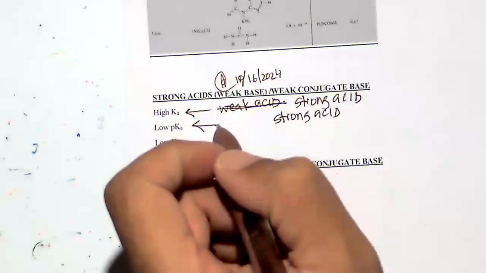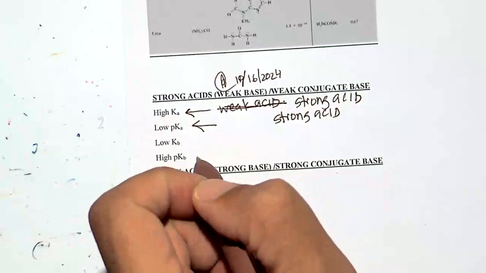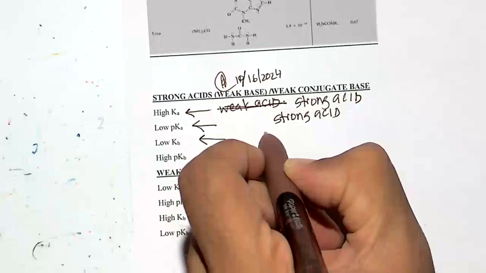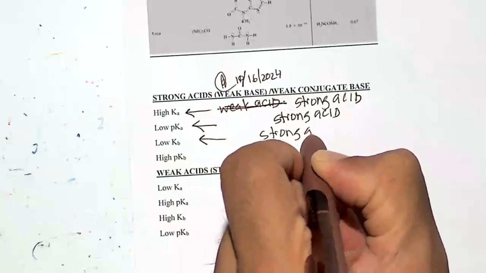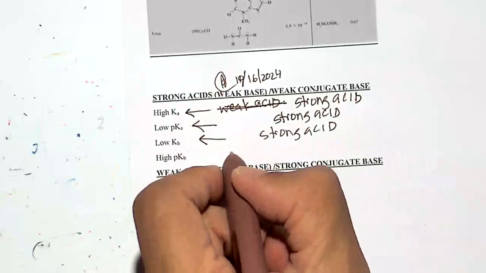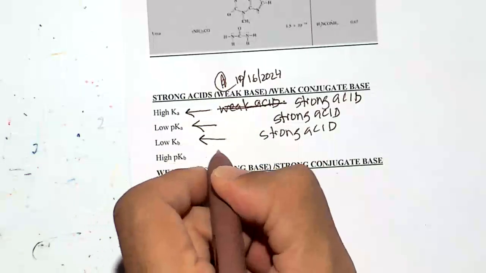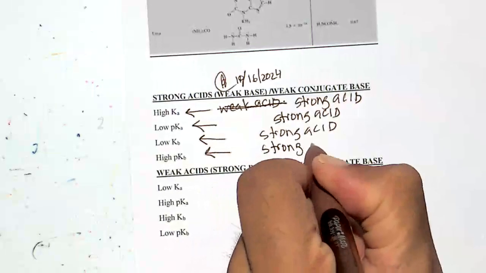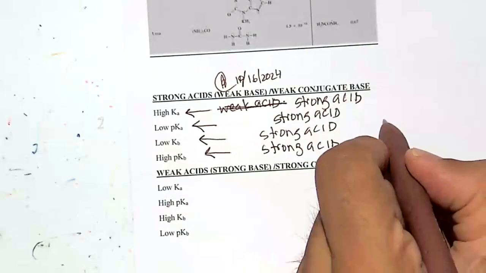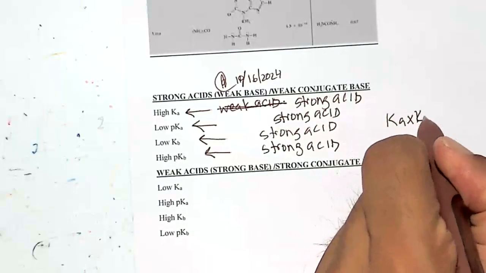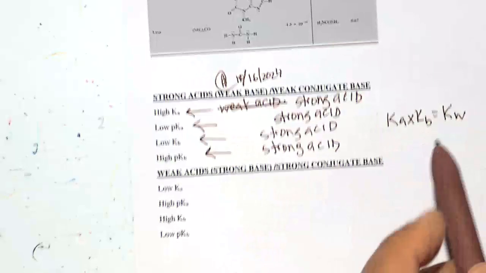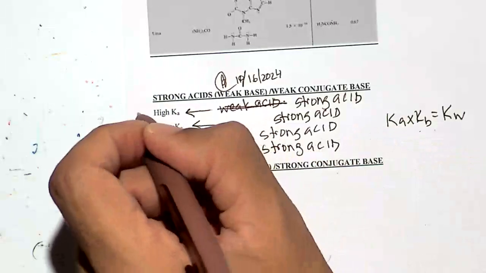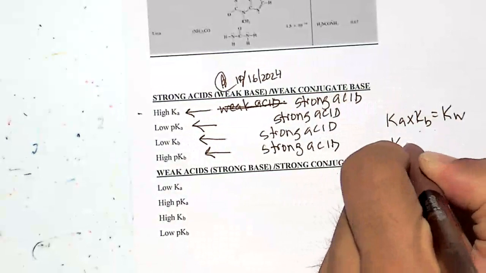So high Ka means low pKa. This both means strong acid. A low pKb also means a strong acid. A low Kb corresponds to a high pKb, so this also is a strong acid. Remember that Ka times Kb is equal to Kw. So if you have a small Kb, it means you have a large Ka, and we just said a large Ka means a strong acid.